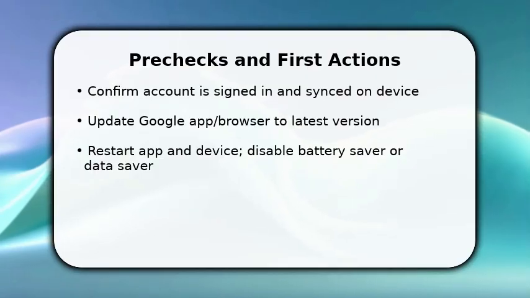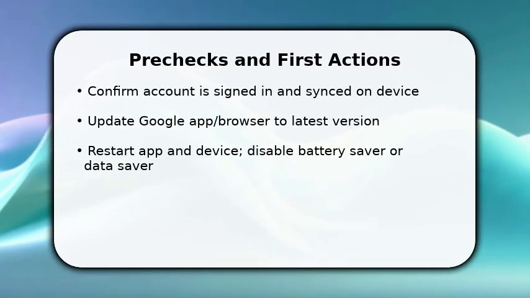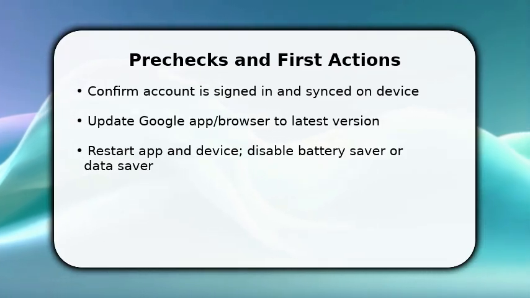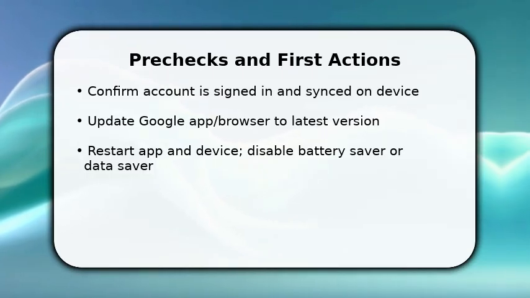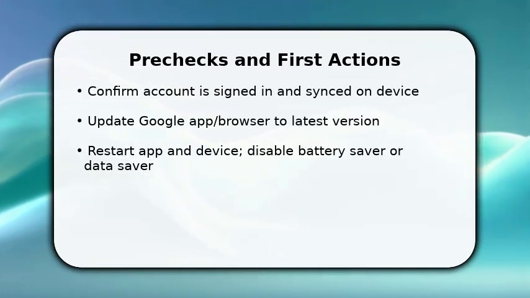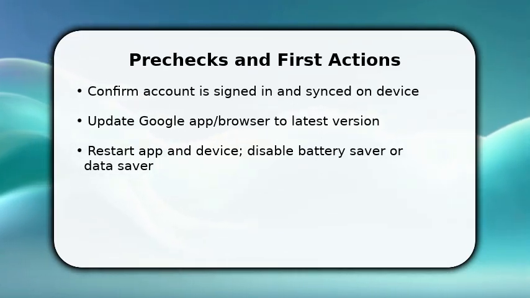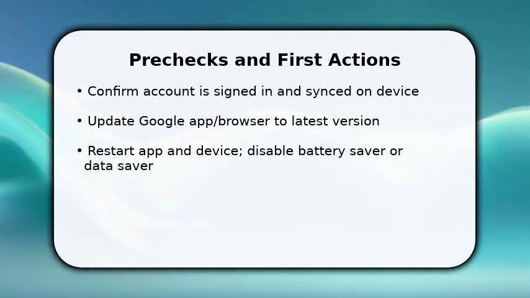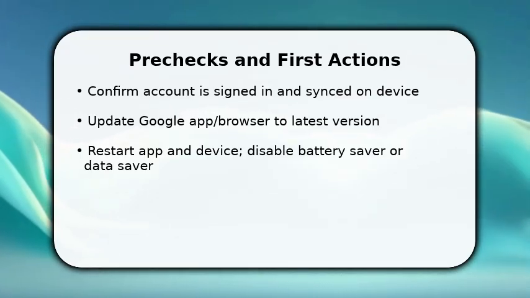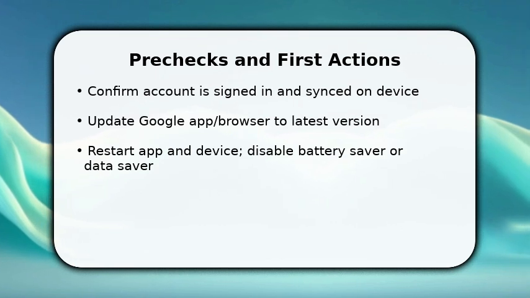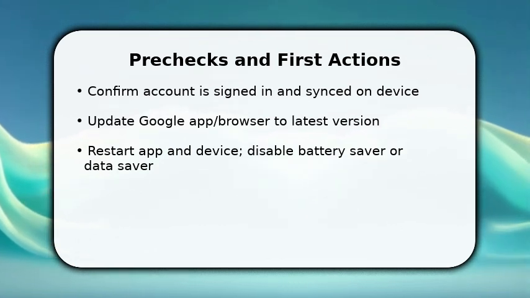You start by verifying prerequisites. Make sure you're signed into the primary Google account and that sync is active. Next, update the Google app or browser because outdated builds often block switching. Once done, force close the app and reboot the device. This clears transient issues. Also disable battery saver or data saver modes since they can restrict background account services. By doing these first actions, you remove common environmental causes and prepare the app for deeper troubleshooting steps.